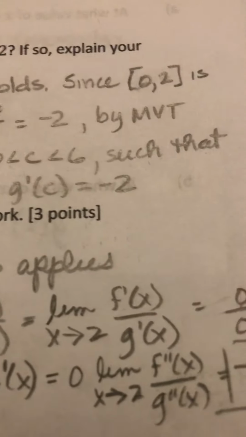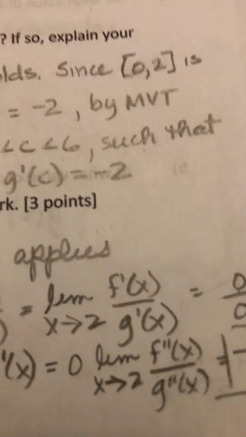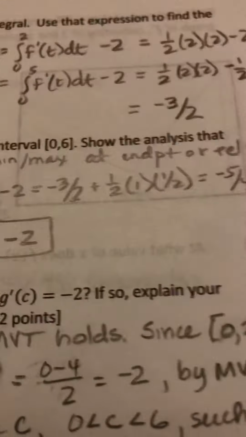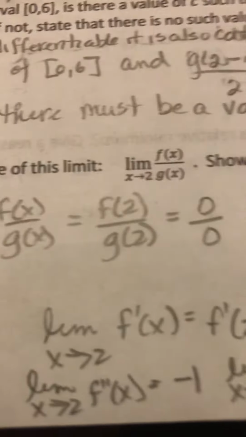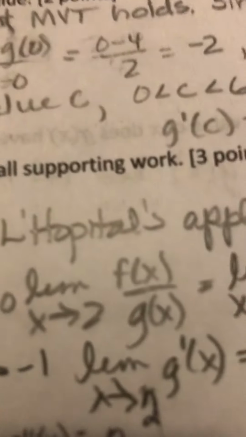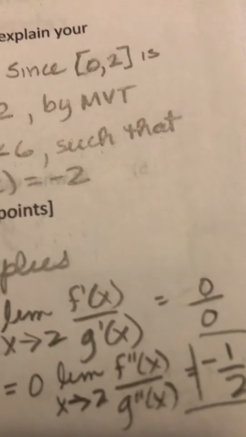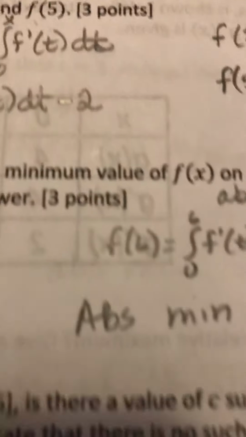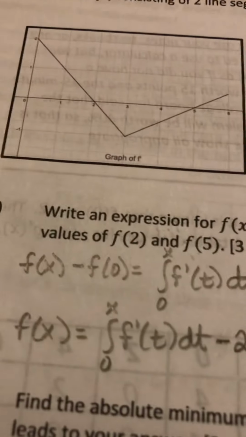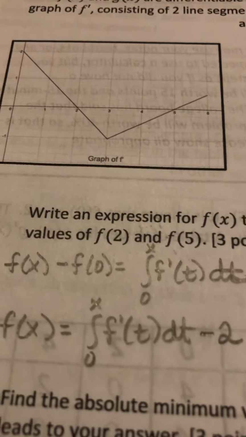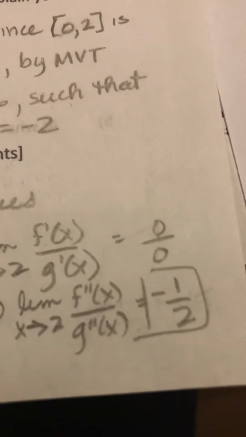So we do the limit as x approaches 2 of f prime of x over g prime of x. F prime of 2 is 0 from our graph. G prime of 2 is 0 from our chart. So again, we get 0 over 0. So now we can do the limit as x approaches 2 of f double prime of x over g double prime of x. F double prime of 2 is the slope of f prime at x equals 2. And when we look at that graph, we see the slope is -1. G double prime of 2 we get from our chart is 2. So our final answer here is -1/2.